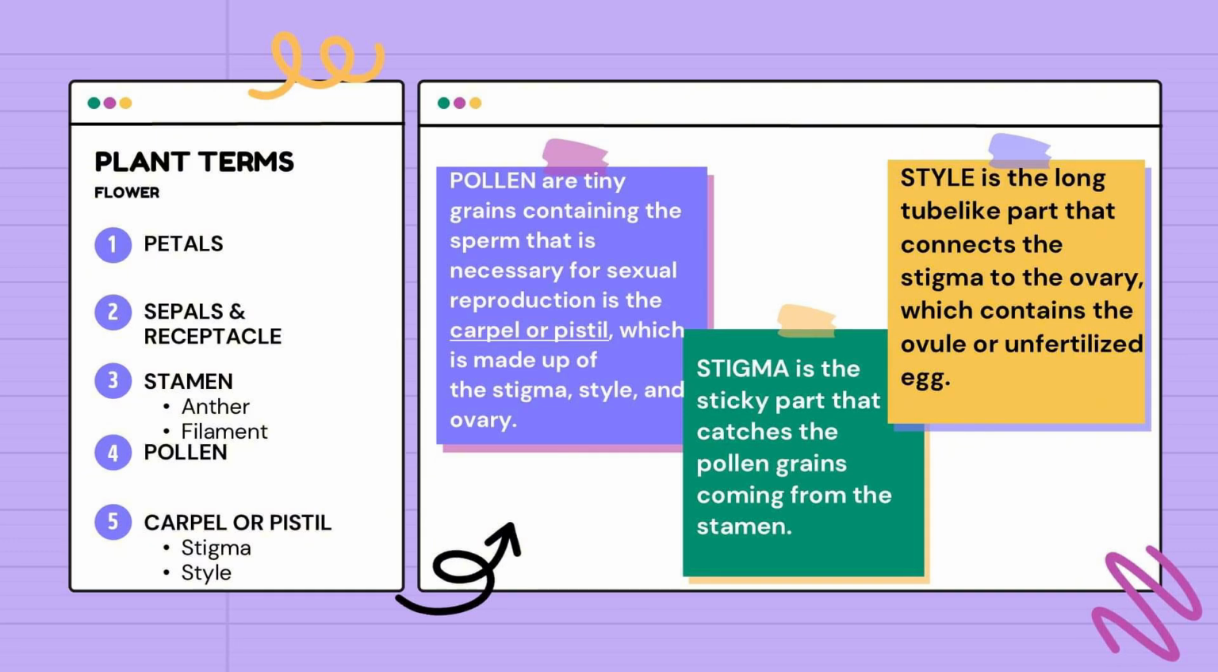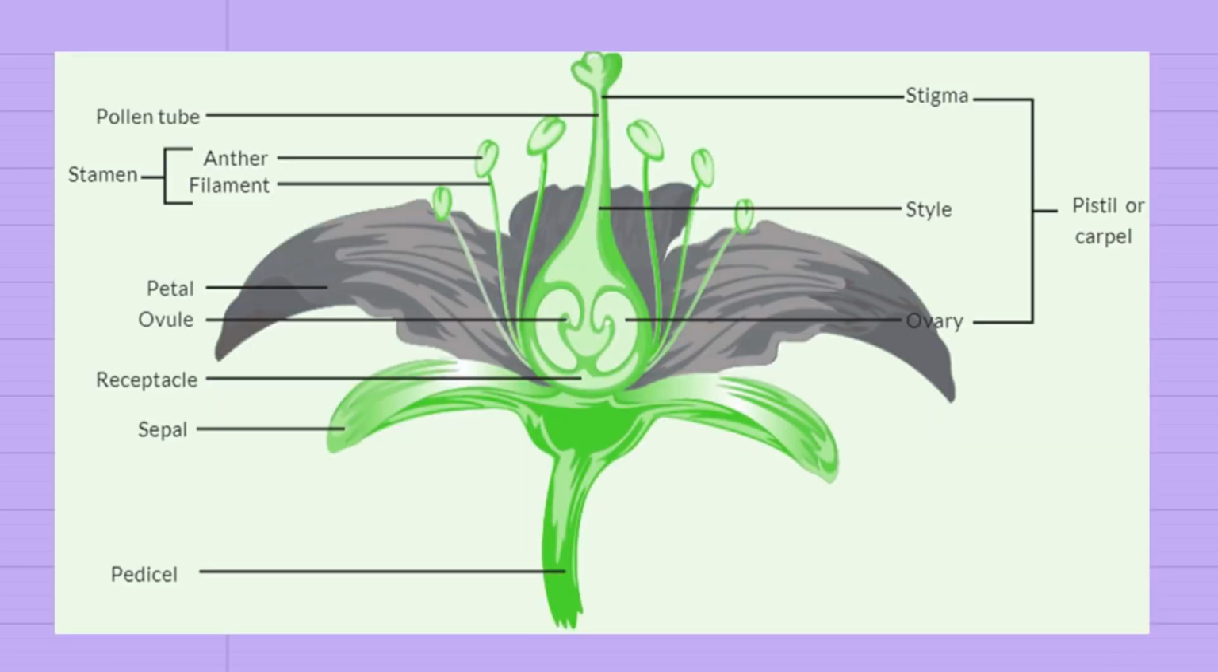Joke lang. Okay, so, si pistil, sa kanya mo matatagpuan yung tinatawag natin na stigma, style, and ovary. Okay? Again, si pistil ay tinatawag din natin na carpel. Ang other term natin ng pistil ay carpel. At siya po ang naglalaman o nagdadala ng stigma, style, at ovary.